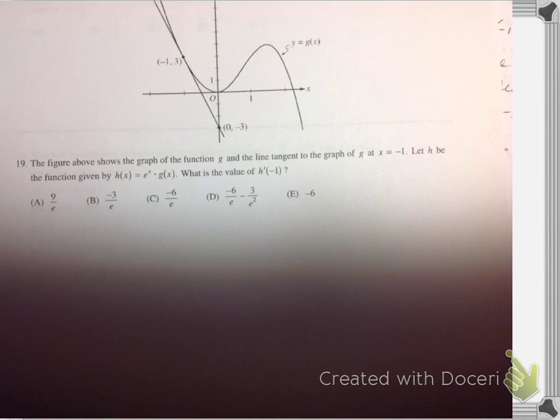Okay, so I'm going to do number 19, and then I'm going to stop there. So for number 19, here you obviously can see the picture, and they're telling you there's a tangent line to the curve when x equals -1, so that's this line over here. And we have this function h of x, and we need to find the derivative of h.